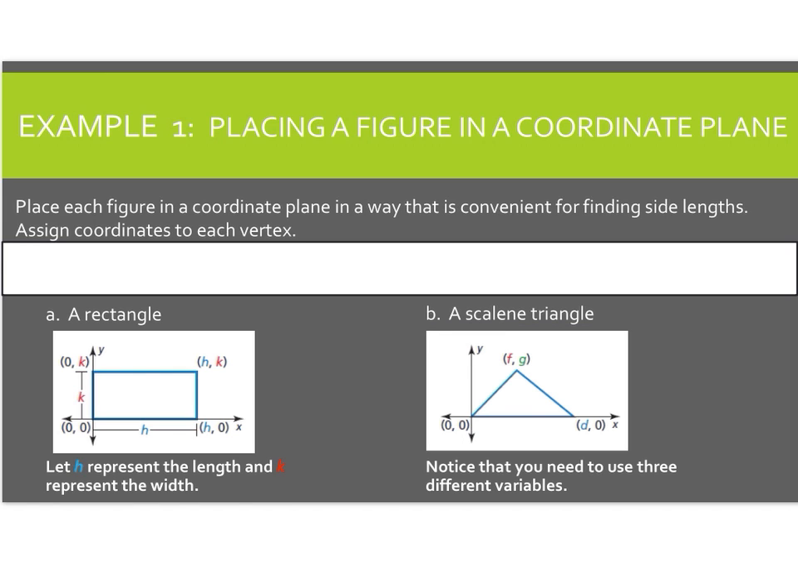And for the scalene triangle, notice that you need to use 3 different variables all together. Again, one of the vertices is at 0, 0. Another vertex along the x-axis is d distance away from 0. And then we didn't move up for the y value, so we stayed at 0. So it's at d, 0. And then this vertex is at f distance away from 0, that's your x value, and then it's g distance along the y movement, which is your y value.